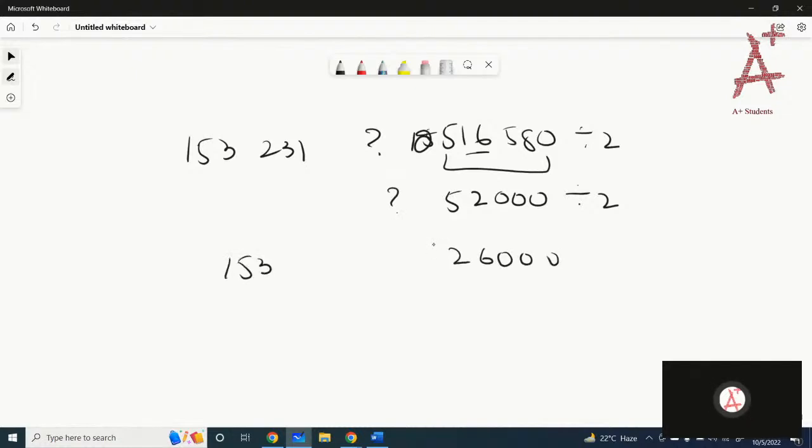So 1,153,231 is greater than 26,000 or smaller than 520,000, not. So 1,153,231 is less than 2,600,000. Got it? So it would be less. Select the correct option and click on the OK button.